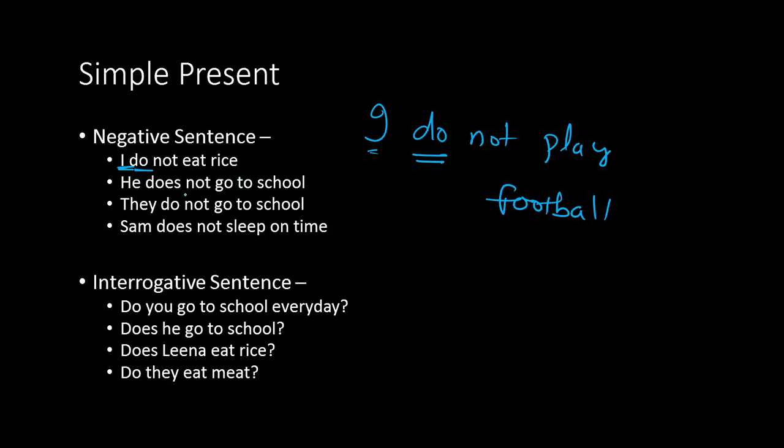Okay, so he does not go to school. She does not go to school. So with he and she, we use does, not do. So that we need to remember. They do not go to school. So they is a plural, hence we do not use does, we use do.